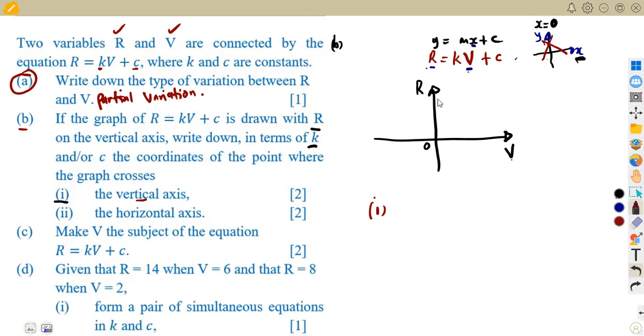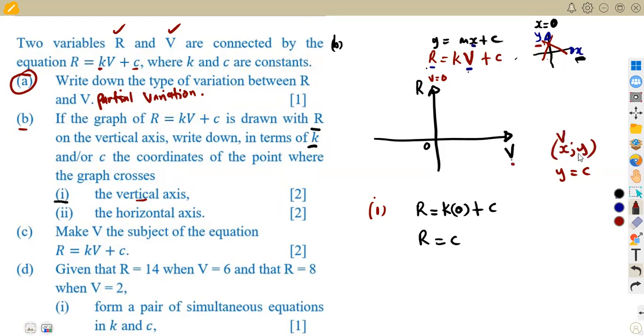So meaning to say, in the r-axis, which is the y-axis in this case, v must be equal to 0, just like x is equal to 0. So if v is equal to 0, what would be the value of r, which is the value of y? Remember, y represents r. So we simply need to know what is going to be the value of r. If v is equal to 0, that is going to be k times 0 plus c, meaning to say r is going to be equal to c. R is the same as y. It's like y is equal to c. Remember, the coordinates of a point are written as x, y in this case. But x, it's v.